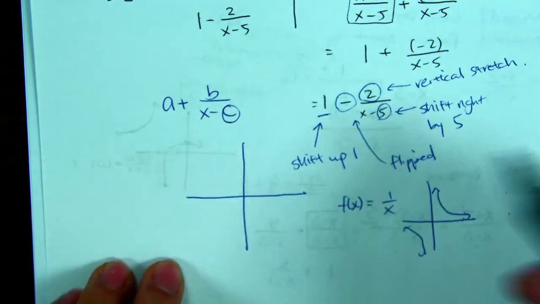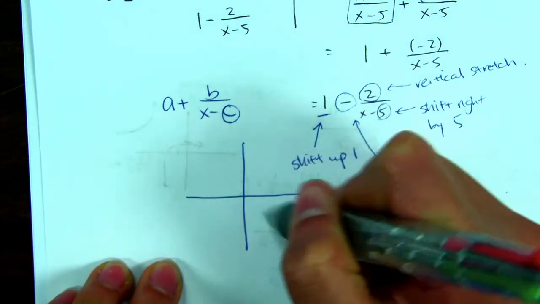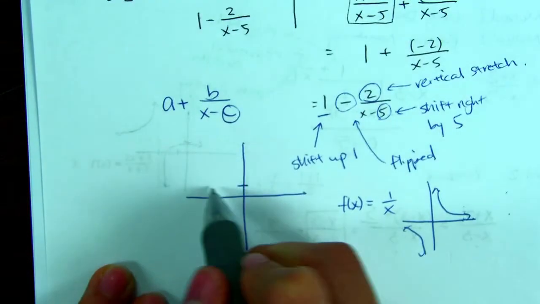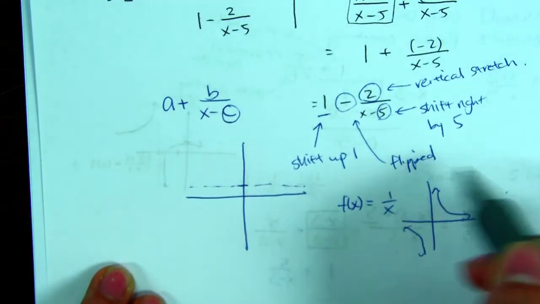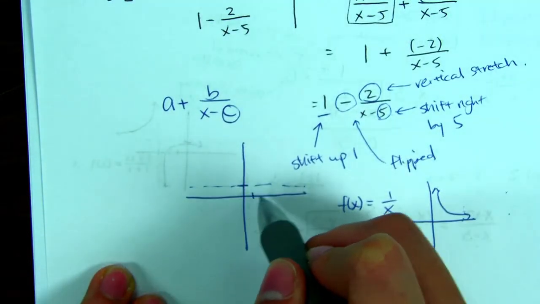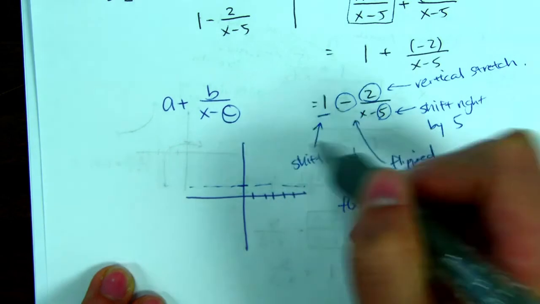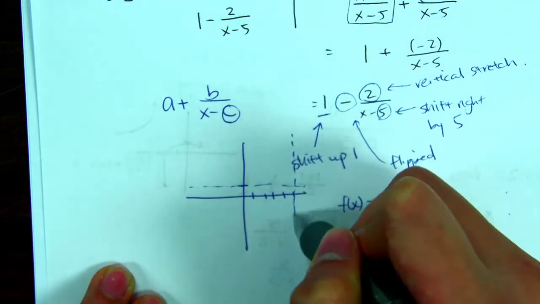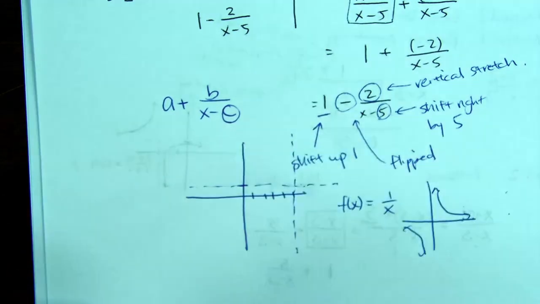So I'm going to go ahead and just draw in the asymptotes. I need to shift up. So now my horizontal asymptote is here. I need to shift to the right by 5. 1, 2, 3, 4, 5. Make sure you give yourself enough room. I don't quite have enough room here, but I'll go ahead and change color so you can see better.